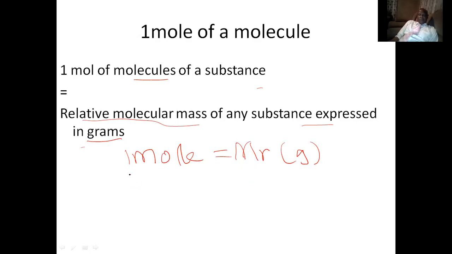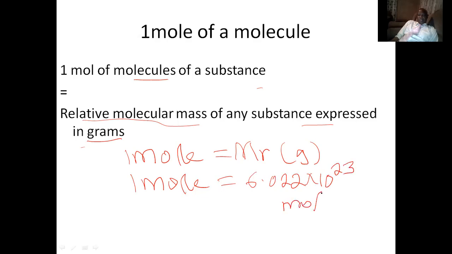1 mole is equal to the number of particles, which is 6.022 multiplied by 10 to the power 23 molecules.